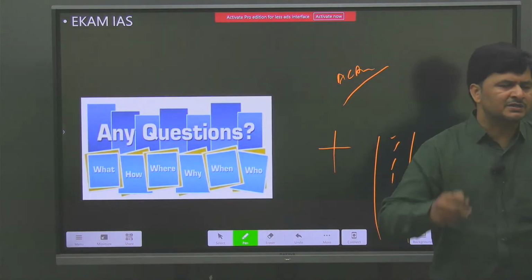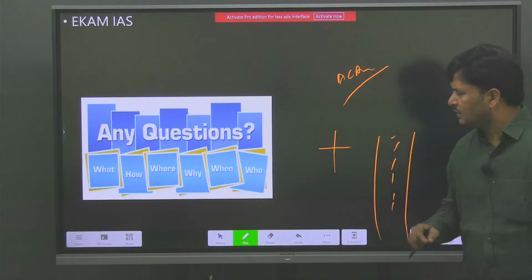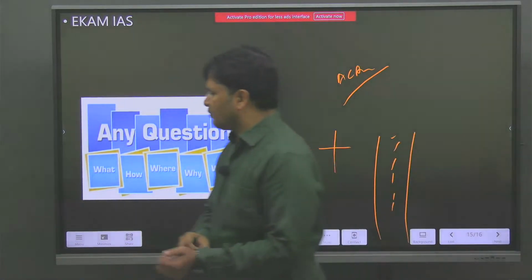First focus. So these are the elements. Any queries?